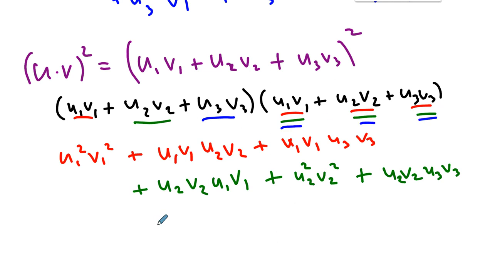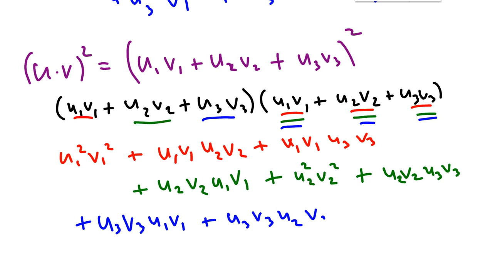So we'll have plus, looks like we're going to have a plus u3 v3 u1 v1, and then a plus u3 v3 u2 v2, and then finally we'll have a u3 squared v3 squared. And then some really cool things happen here.